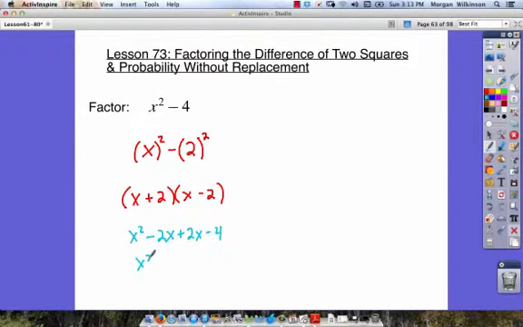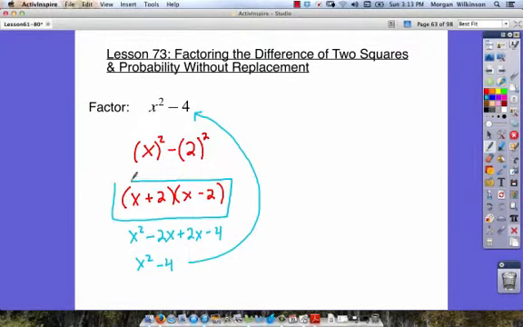So we get x squared. We have 0 x's, minus 4. And we came back to our original problem. So that means we've factored this correctly. x plus 2 times x minus 2 is our correct factored form for x squared minus 4. Let's look at another one.